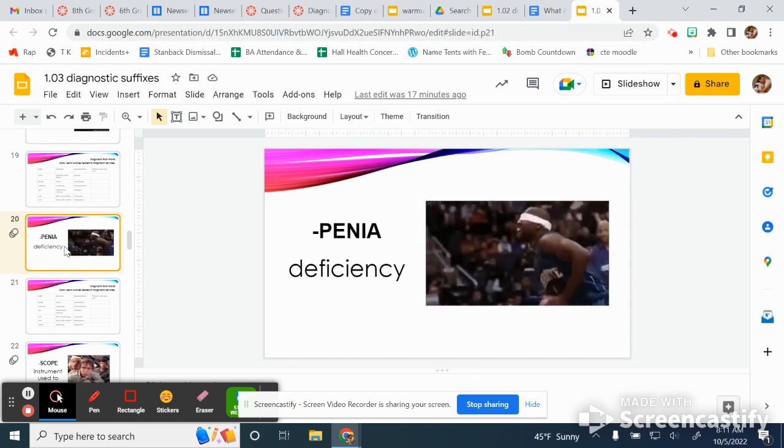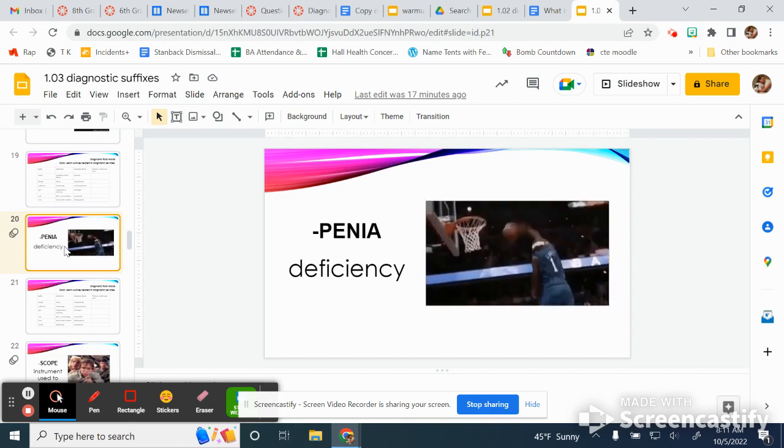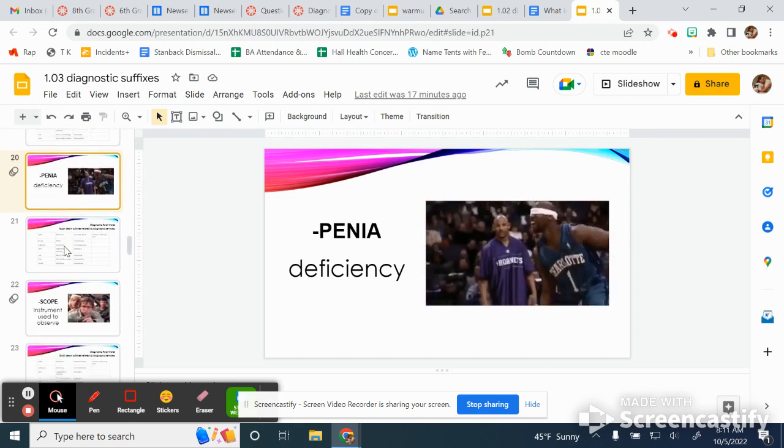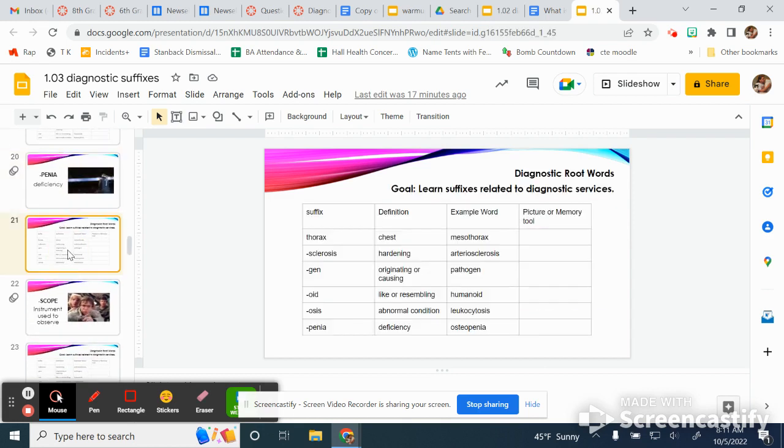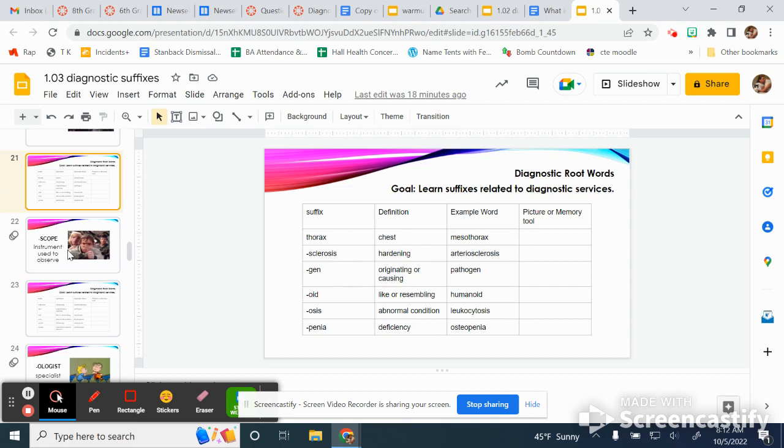Penia is a deficiency. If you have a intentional visual deficiency, you might dunk like that. If you can't jump, you'll have a deficiency in jumping. So penia, deficiency. Osteopenia, like osteoporosis, when you have holes in your bones. So osteopenia would be a deficiency of bone. Sounds like a problem.